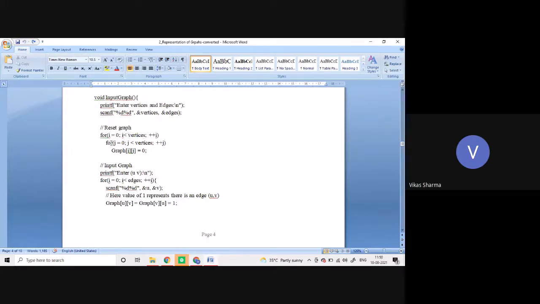The next nested loop we are providing is for the j value: for j equals 0, j less than vertices, j plus plus. So graph[i][j] equals 0. This is resetting the graph.